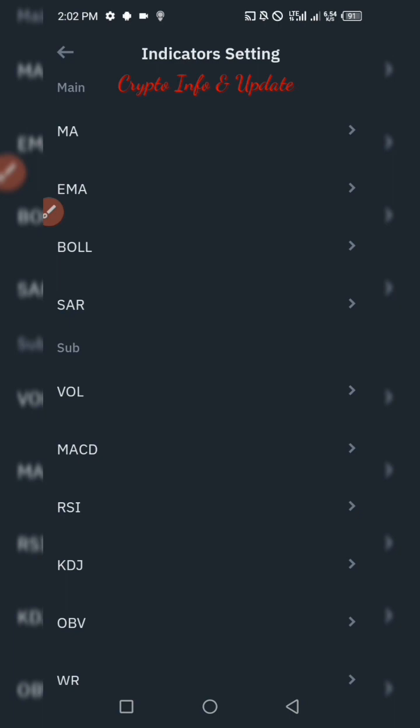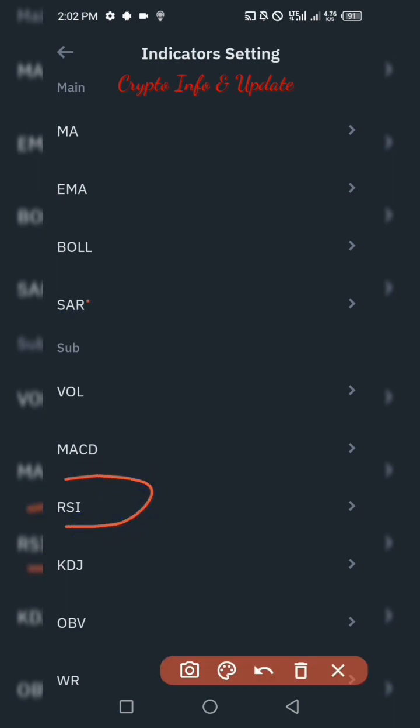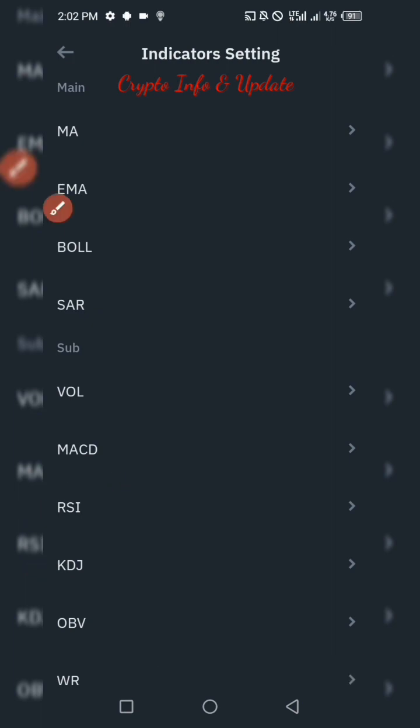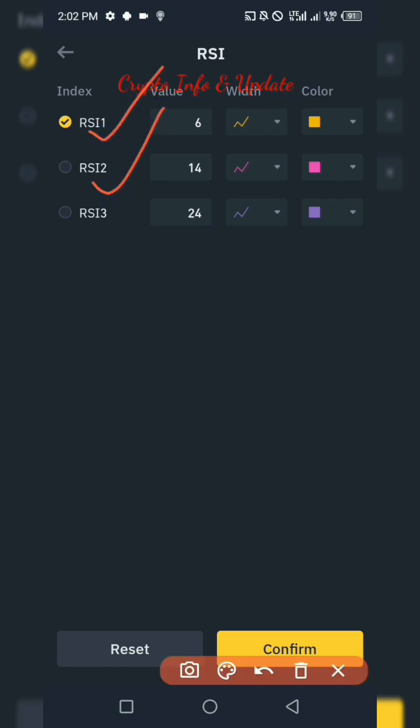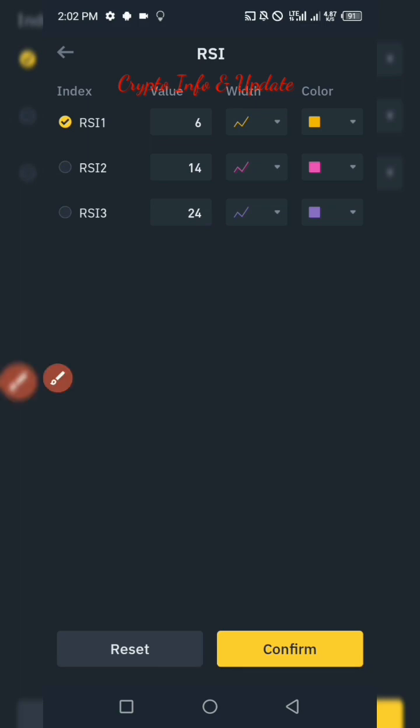Click on RSI. This RSI. Click on it. All right, good. Uncheck that first one. This is RSI 1, RSI 2, RSI 3, okay? Uncheck that first RSI 1. Uncheck it. It's already showing yellow, right? Uncheck it.